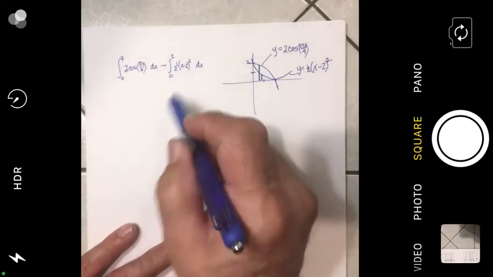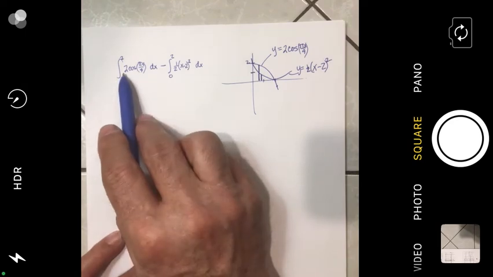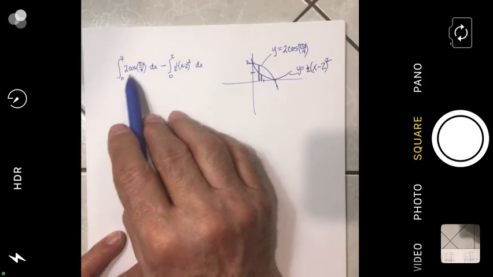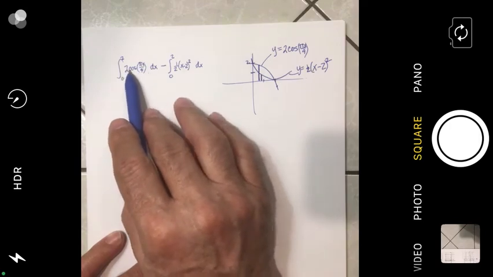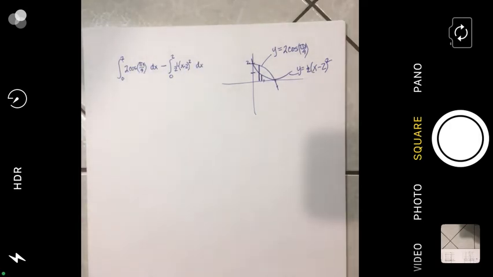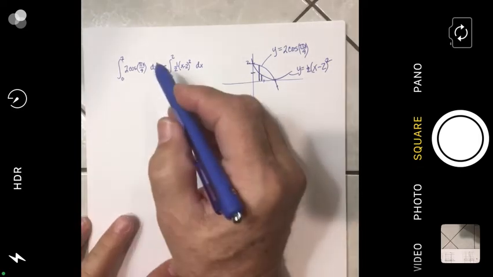Okay, so now, to do this one, this is not just a simple x. You don't integrate this and then integrate the cosine separately. I saw several people on the test do that.